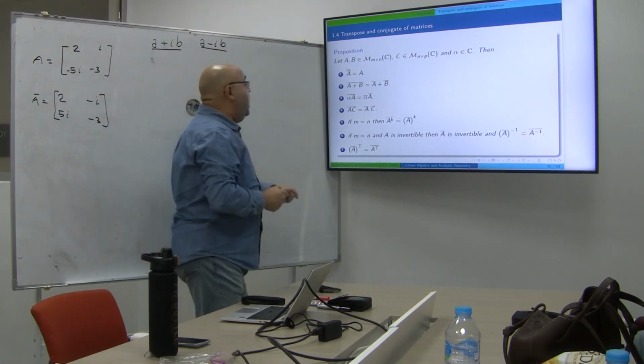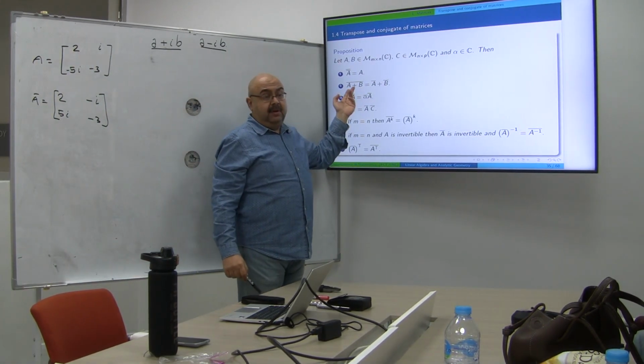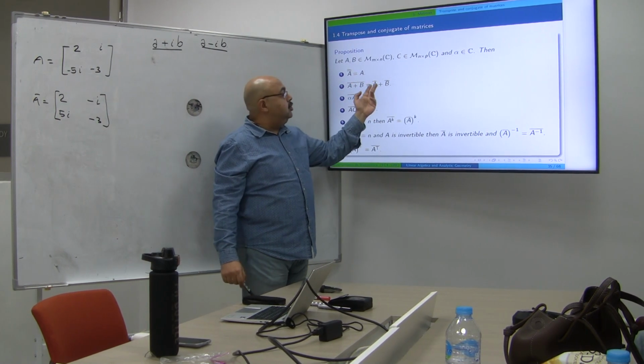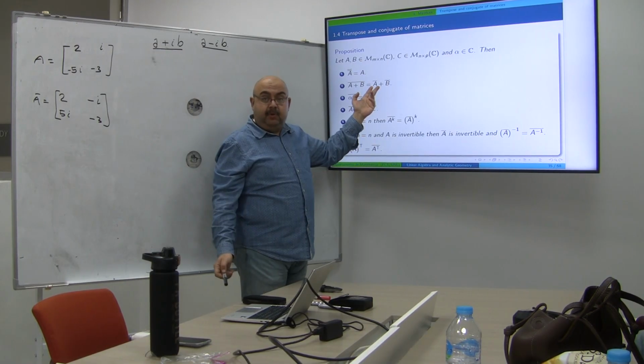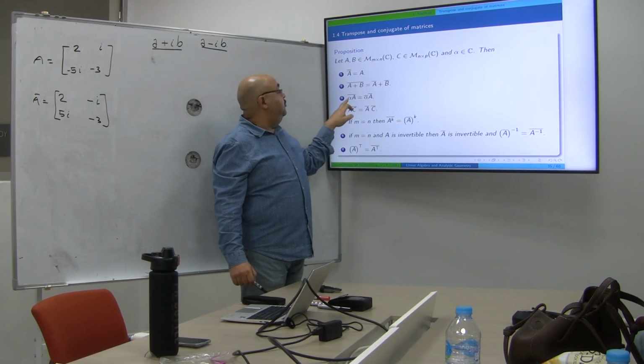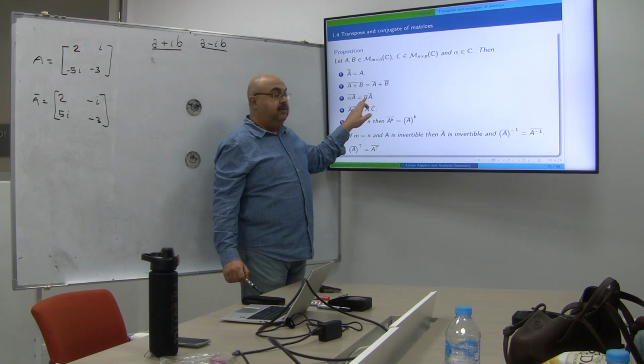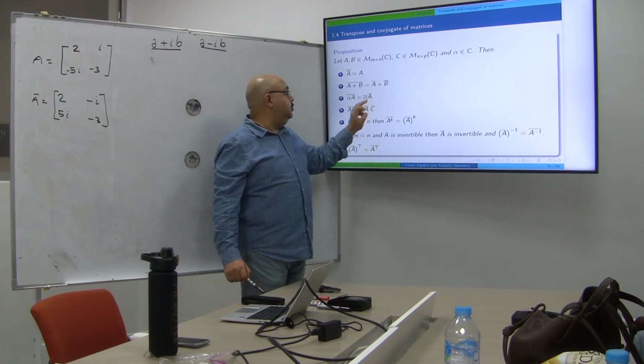If you have two matrices added together, then you get its conjugate, it's exactly the same as getting the conjugate of each one of them, then performing the addition. If you multiply alpha times A and take the conjugate, it will equal the conjugate of the constant times the conjugate of the matrix.